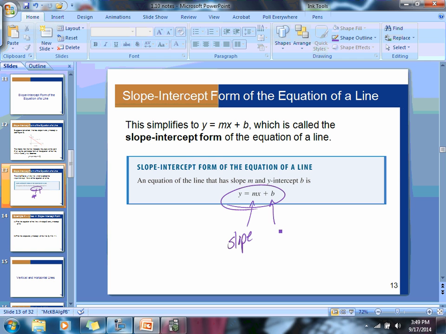And remember that b is actually the ordered pair (0, b). That's your y-intercept. The intercept is actually a point. Sometimes students tend to overlook that it's 0 and then that number because you're on the y-axis. And in order to be on the y-axis, you have to have an ordered pair that's 0 and then a number.